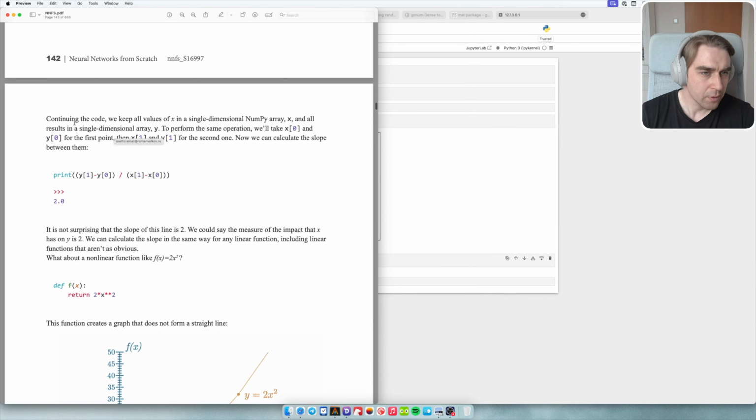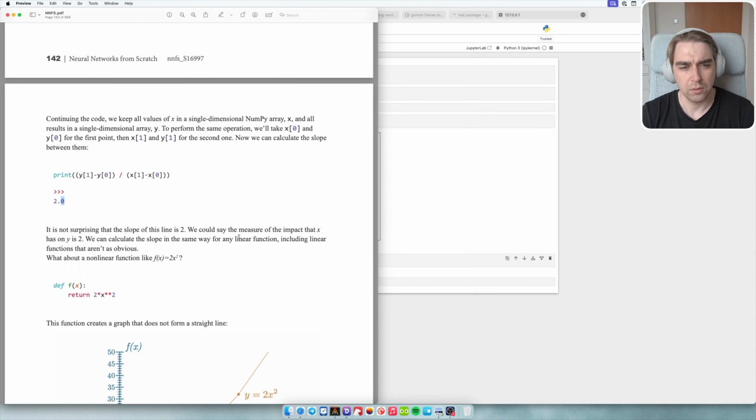Continuing the code, we keep all values of x in a single dimensional numpy array and all results in a single dimensional array y. To perform the same operation, we'll take x from 0 and y from 0 for the first point, and 1 and 1 for the second one. Now we can calculate the slope between them. So we take the differences, so we have the delta, and that's 2. It's not surprising that the slope of this line is 2.